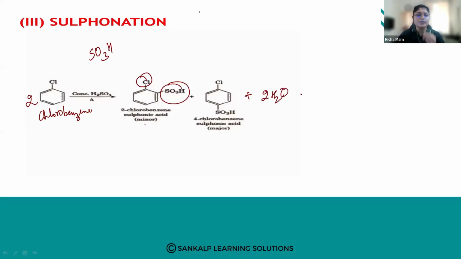So this is a sulfonation reaction. What is the electrophile? It is SO3H, which gets attached at the ortho and para positions. Whenever we are undergoing the electrophilic substitution reaction, these are more stable. The haloarenes undergo electrophilic substitution in the benzene ring because the halogen atom is ortho and para directing. So the substitution takes place at the ortho and para positions, because you saw that the negative charge is more stabilized at ortho and para rather than the meta position.